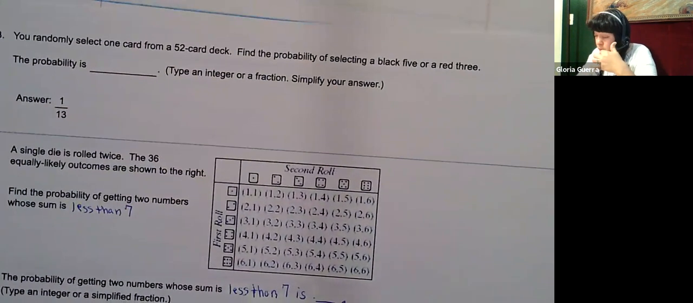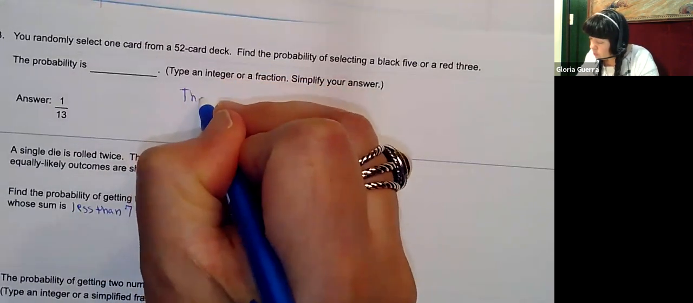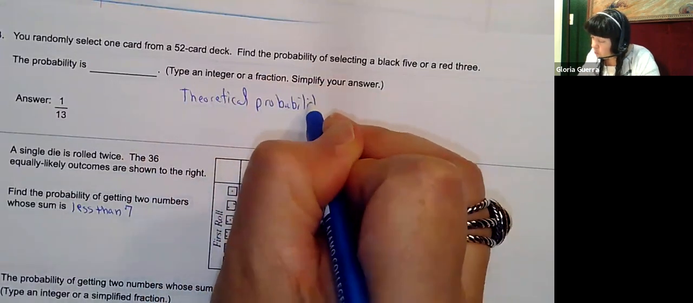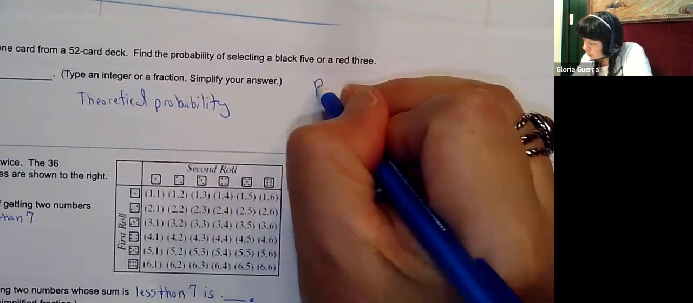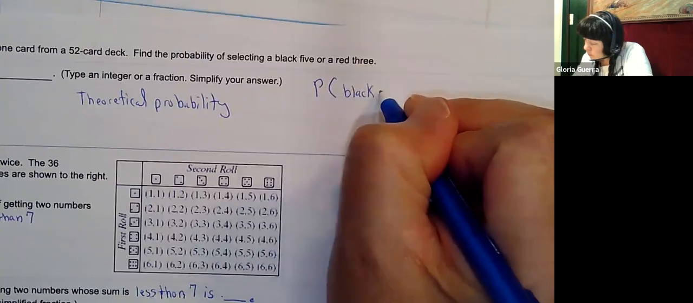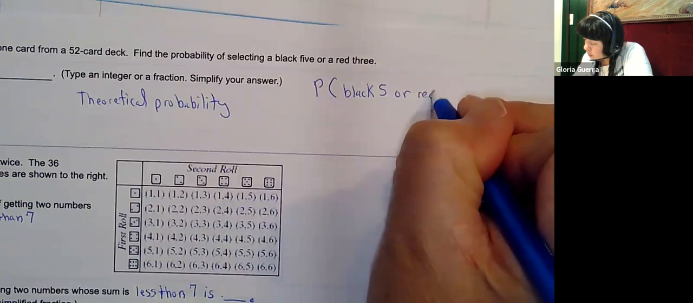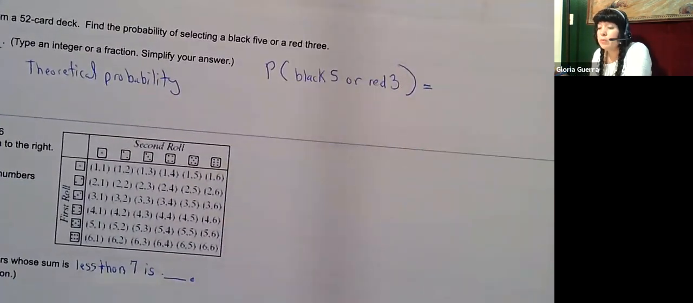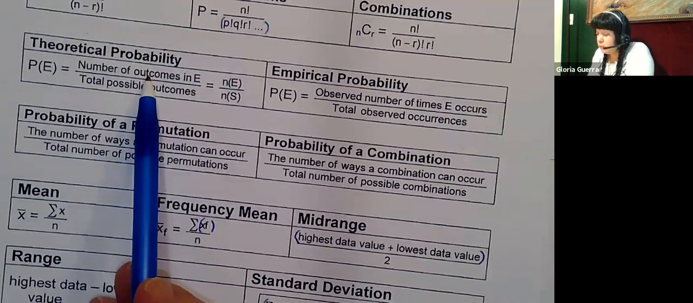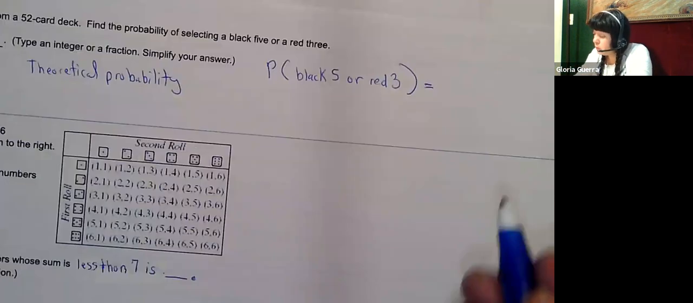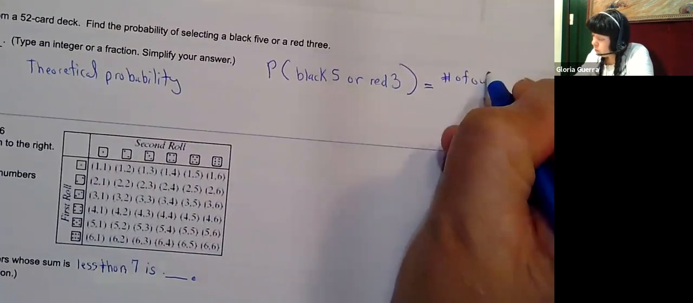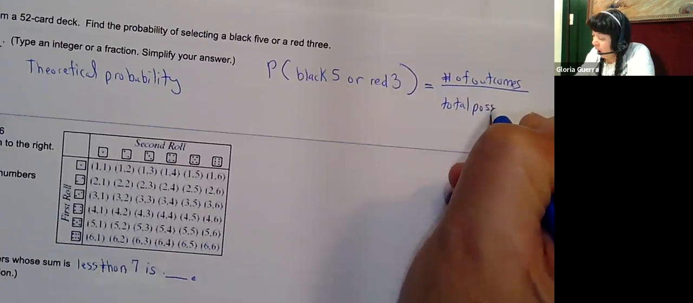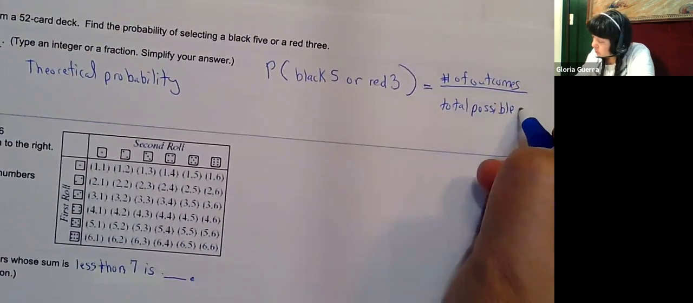Okay, so this is an example of a theoretical probability. And you're finding the probability that you have a black 5 or a red 3. And we have from theoretical probability, number of outcomes over total possible outcomes.